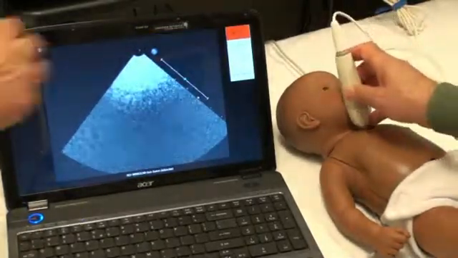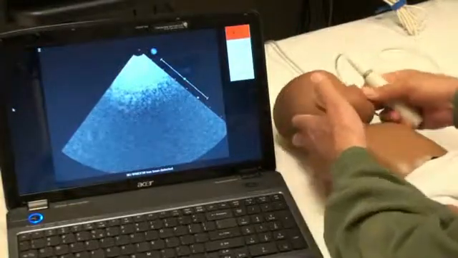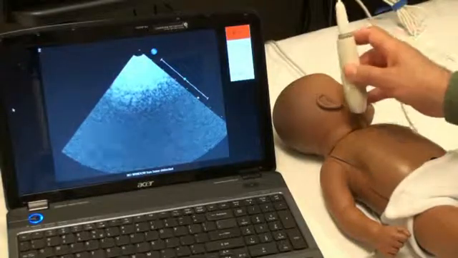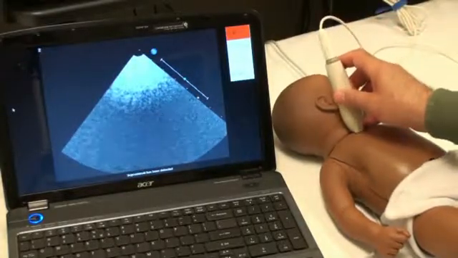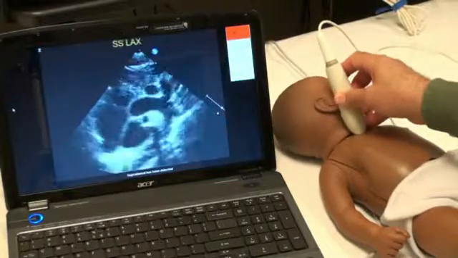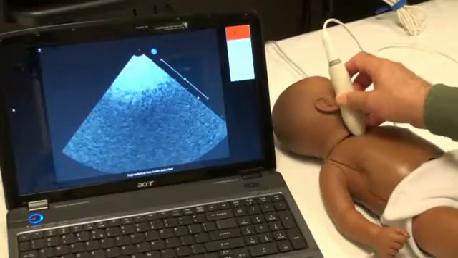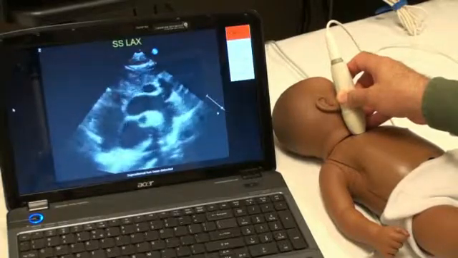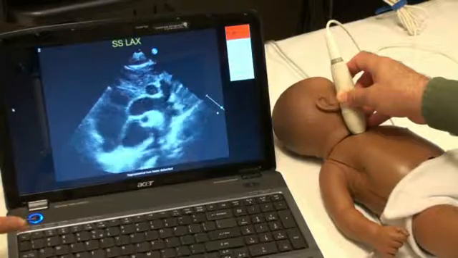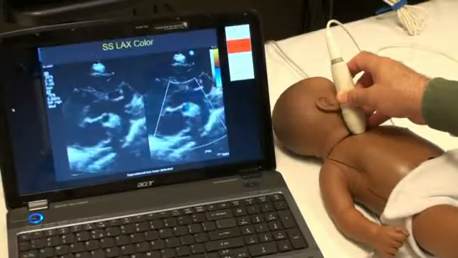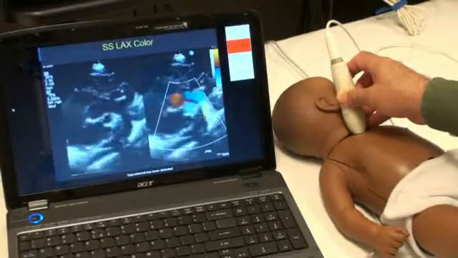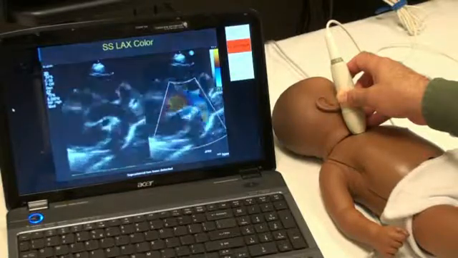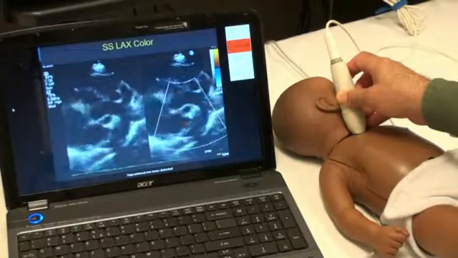Next window, it's suprasternal, turning the head of the baby to the left side, giving enough room to put the transducer on the right side of the suprasternal and bring in the aortic arch. With the neck vessels, color flow shows the aortic arch and neck vessels plus the left atrium behind on the posterior aspect with the right pulmonary artery under the aortic arch.